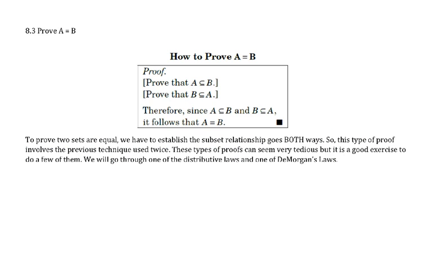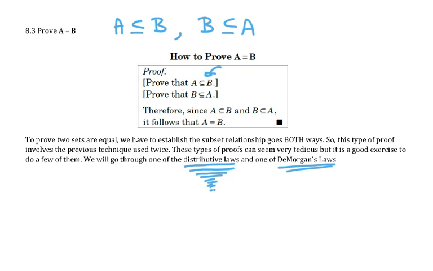Now, proving two sets are equal can be a very tedious job, because we have to prove A is a subset of B, and then we have to prove B is a subset of A. So we use the techniques for proving subset relationships, only we have to do it twice. We're going to do one of the distributive laws, which you probably never want to do again, but it's good practice, and one of De Morgan's laws, which is not so hard.